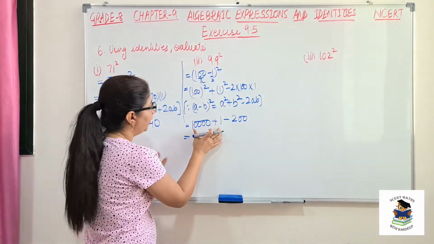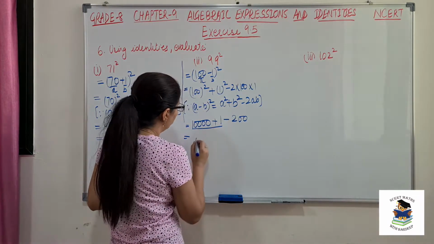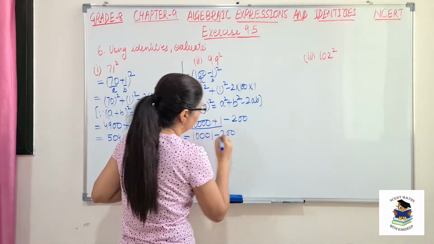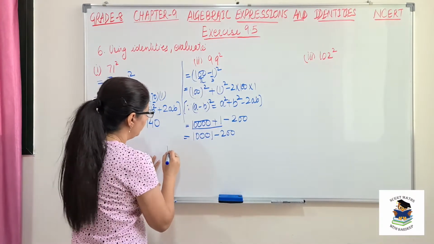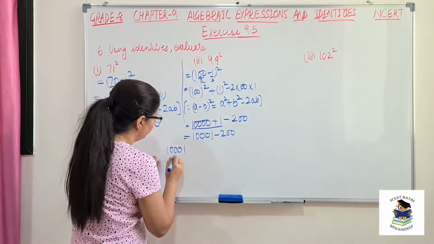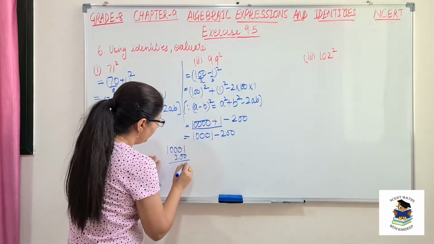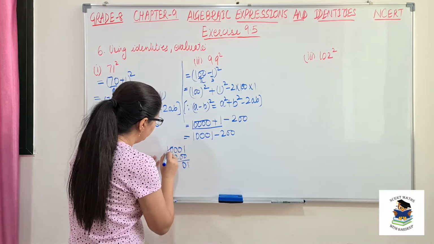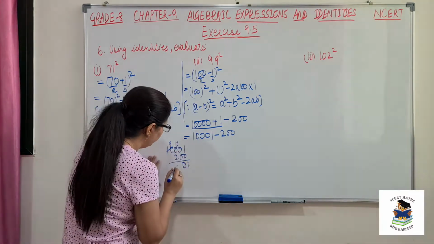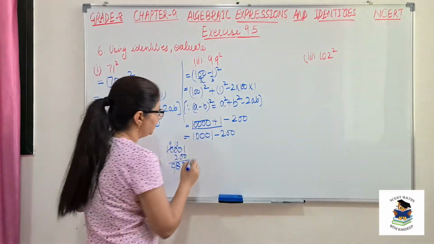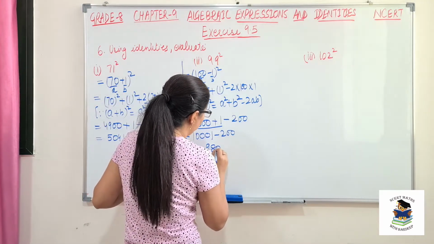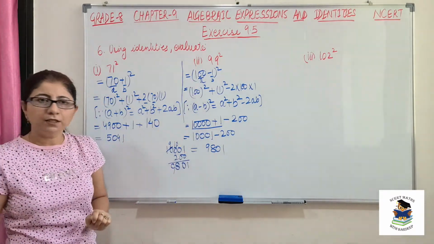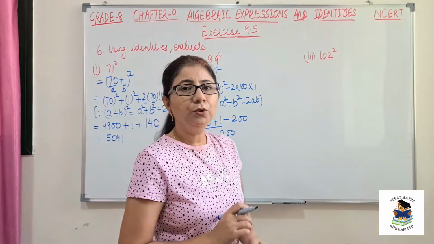Okay, so we will add these first, this and this. So what will we get? 10001, and we will subtract 200. So 10001 minus 200. So 1 minus 0 is 1, 0 minus 0, and here we will have 10, 10 minus 2 is 8, 9801. So this is 9801. Okay, this is the second part. Now let's see the third one. The third one is 102 whole square.